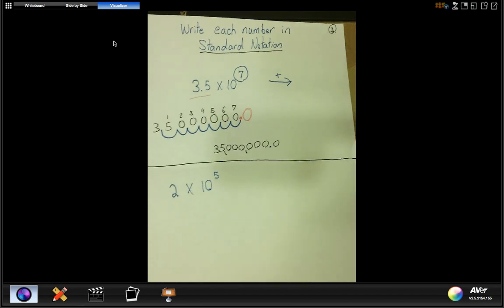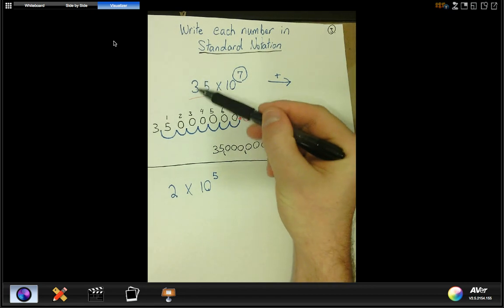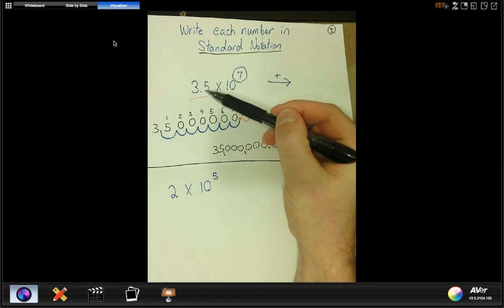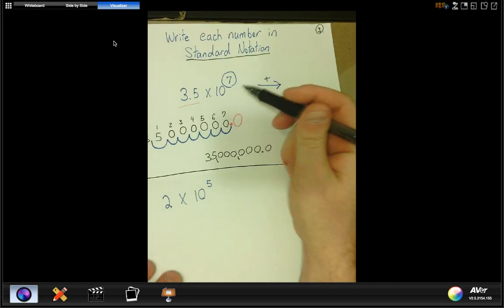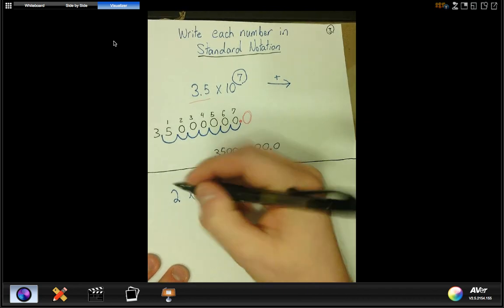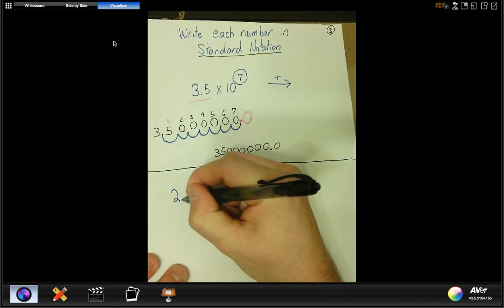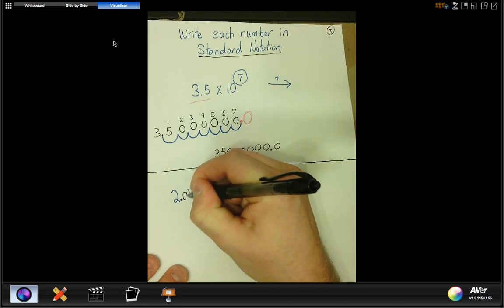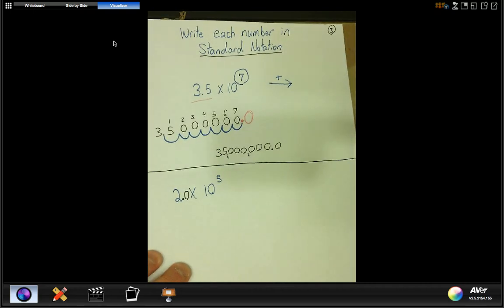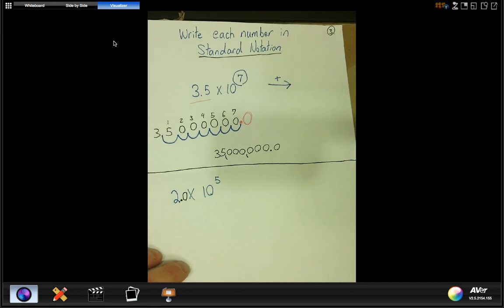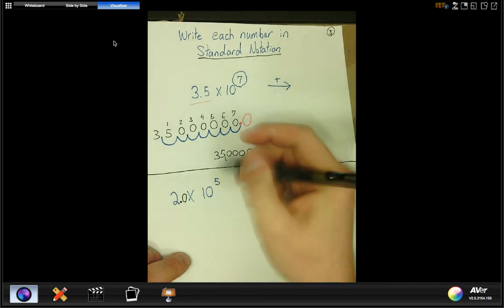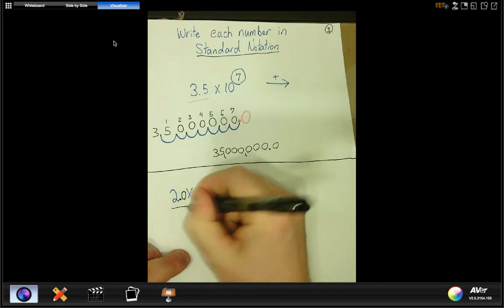I have 2 times 10 to the 5th. Now, for the most part, we've had a number with a decimal point and a number after it. This one we don't. If you don't see anything after the whole number, you can always put a decimal and a 0. So I have still 2.0. I didn't change the number at all. I'm just noting that there was a decimal there. So once again, I see 2.0. I want to start there.